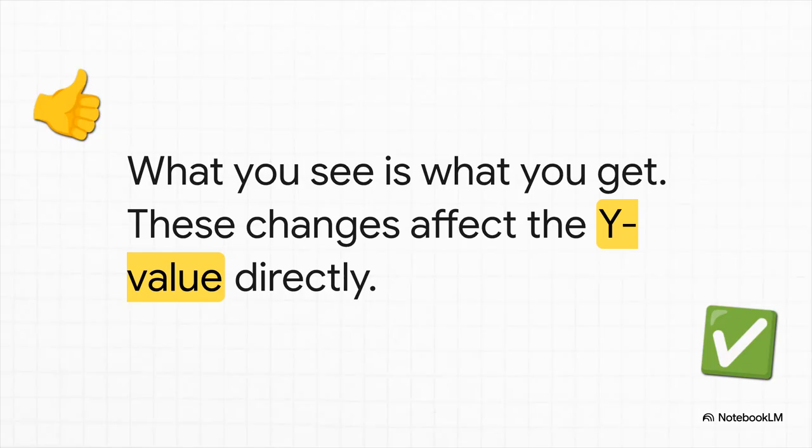So the big takeaway for this vertical code is really simple. Anything happening outside the function's parentheses directly changes the y-value, just like you'd think it would. It's a what you see is what you get kind of system. So with that locked in, let's go tackle the tricky part.